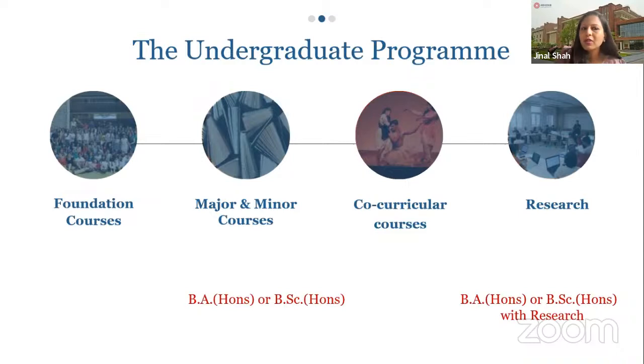Research is by default the DNA of Ashoka, so you will end up doing research. Also, the 4th year at Ashoka offers a BA honors or a BSc honors with research. So essentially, it's a 4-year program with an exit point at 3 years. In case you want to exit at 3 years, you're good to graduate, and you'll be conferred your degree at 3 years. So that is largely the framework of the Ashoka undergraduate program.